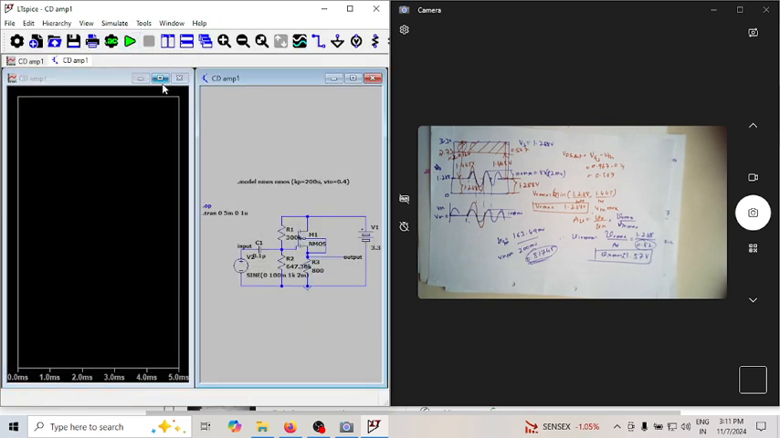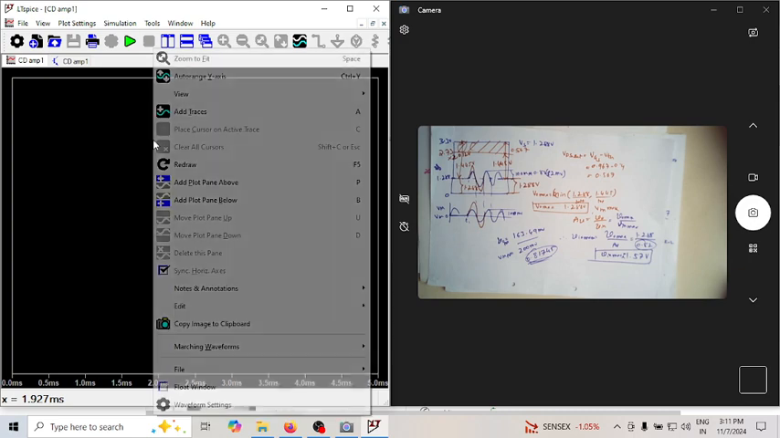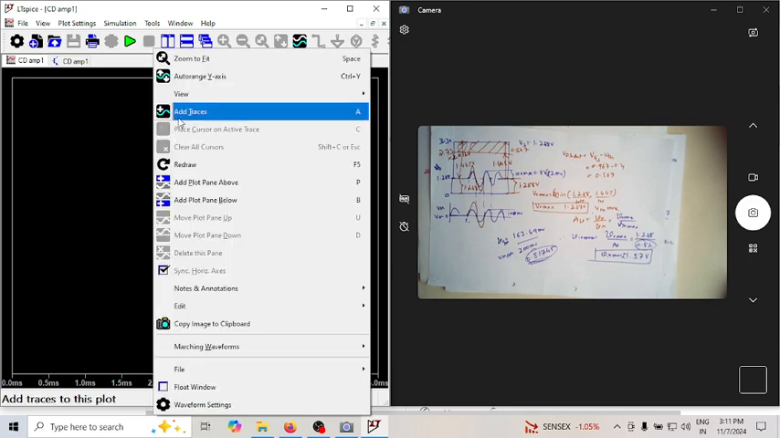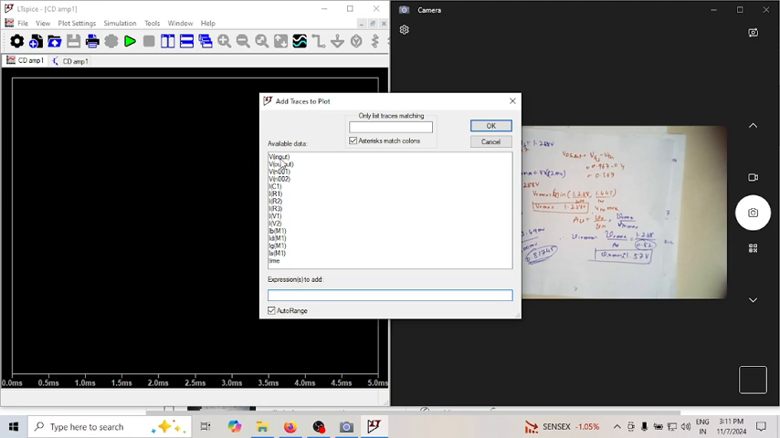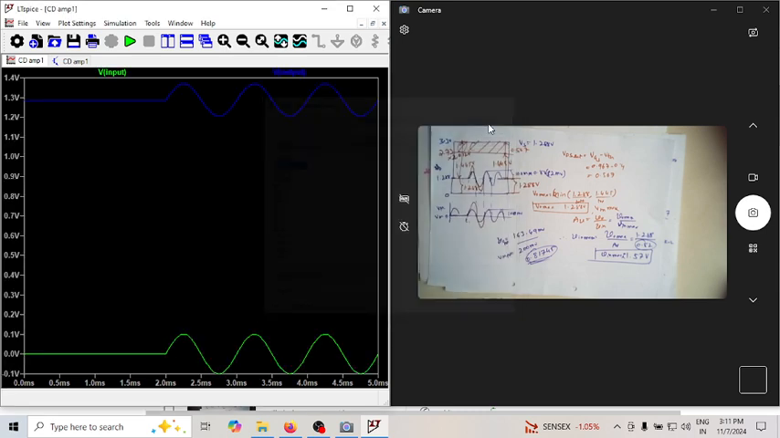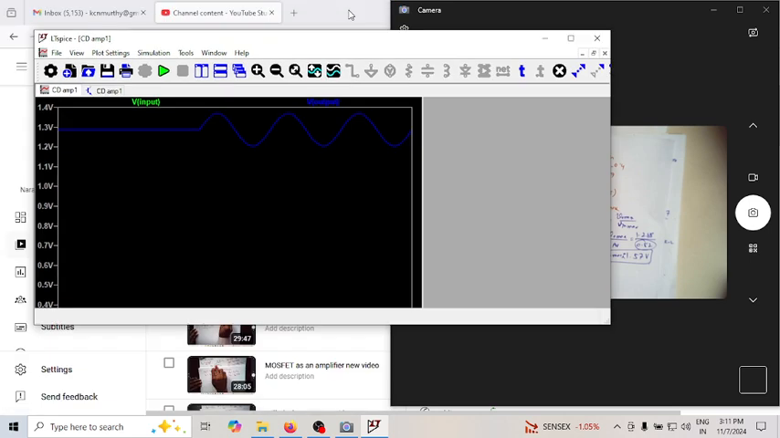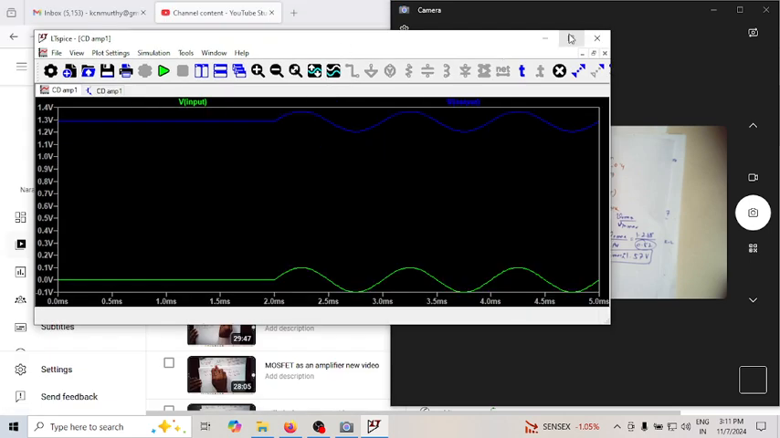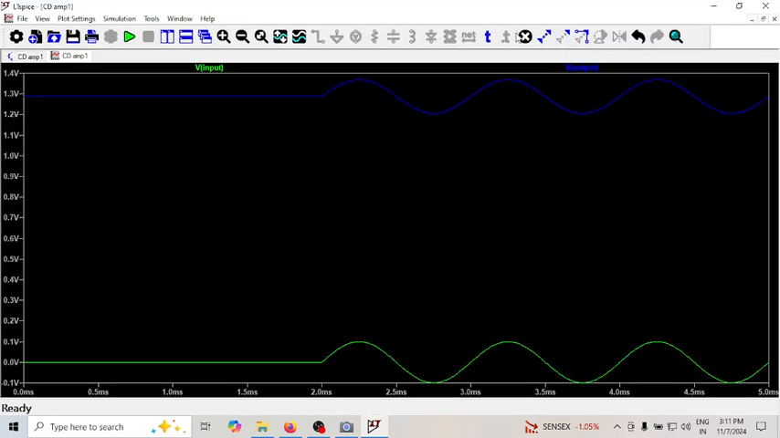I can see these are my waveforms. I should add the waveforms. Let me add traces corresponding to input and also output. So this is the input and output. Let me make sure they are in different panes.